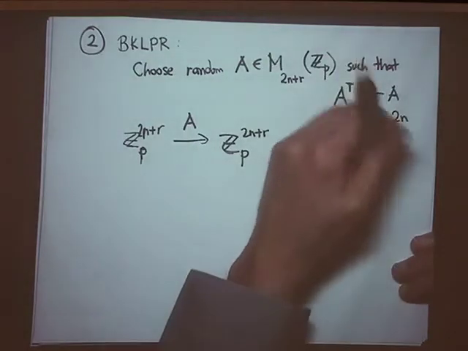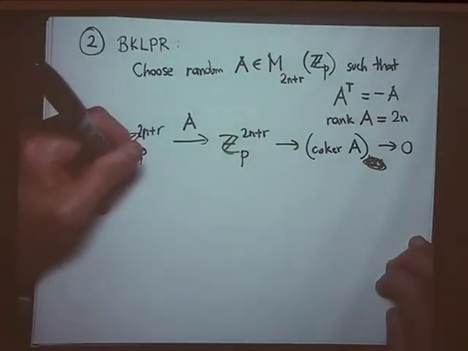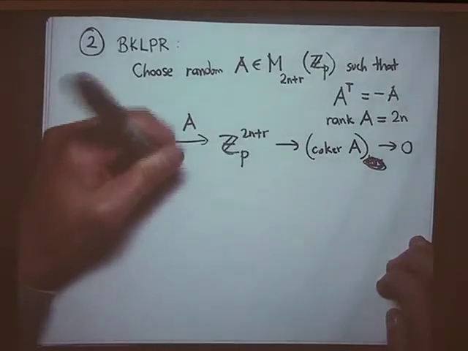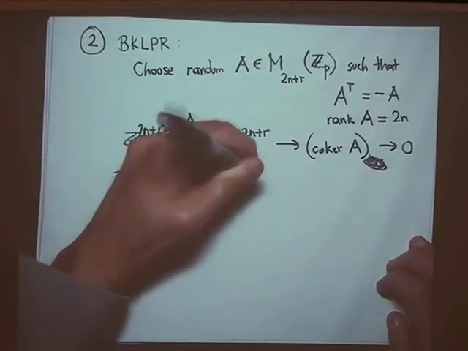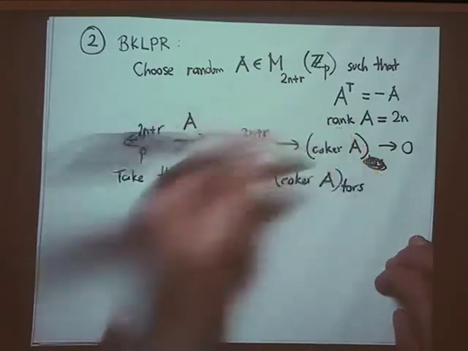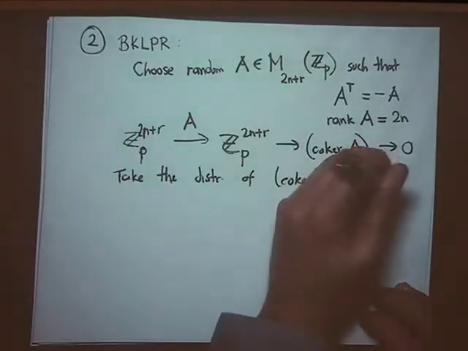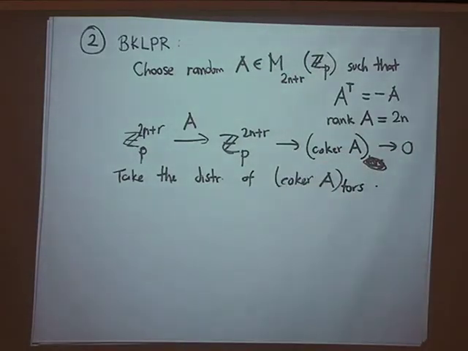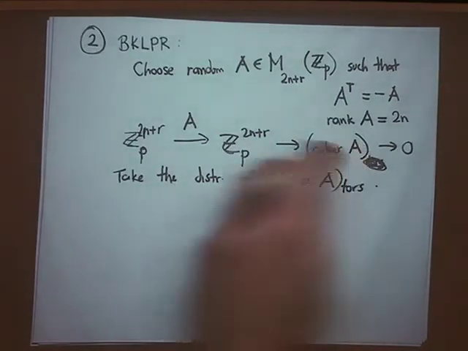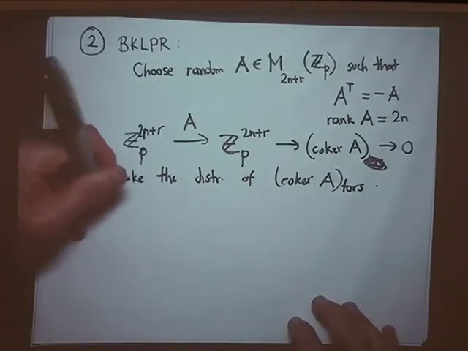Oh wait, I guess not to make an exact sequence. I should write that, but now I take the distribution of the torsion submodule of that. You can show that it has one of these alternating pairings coming from the fact that A is alternating, and that's supposed to be the distribution of a Tate-Shafarevich group. That's what a Tate-Shafarevich group should look like: the torsion subgroup of a random cokernel. Okay, that's the second distribution.